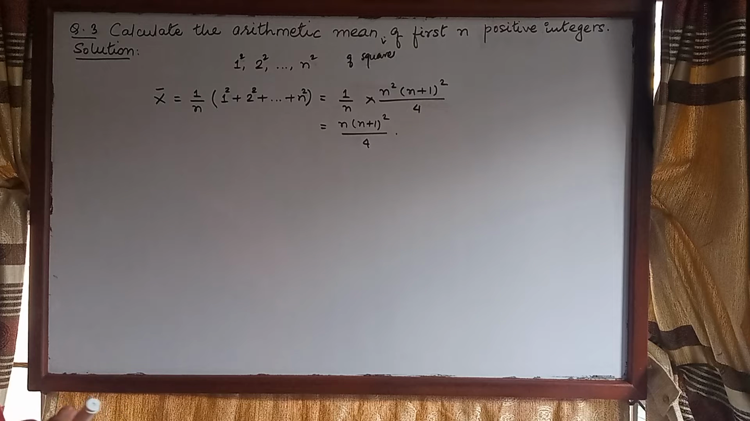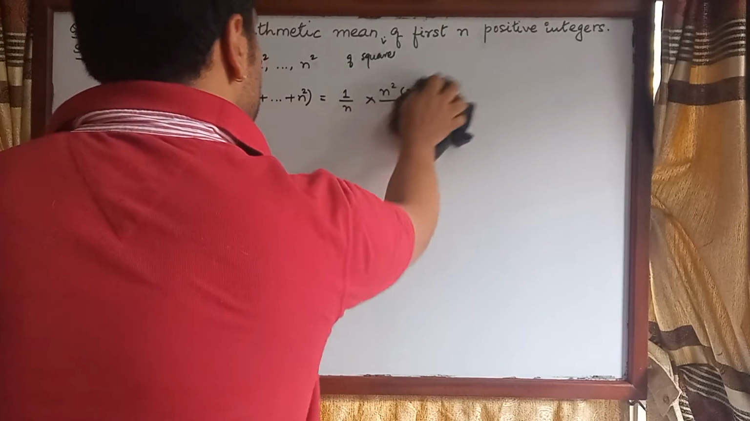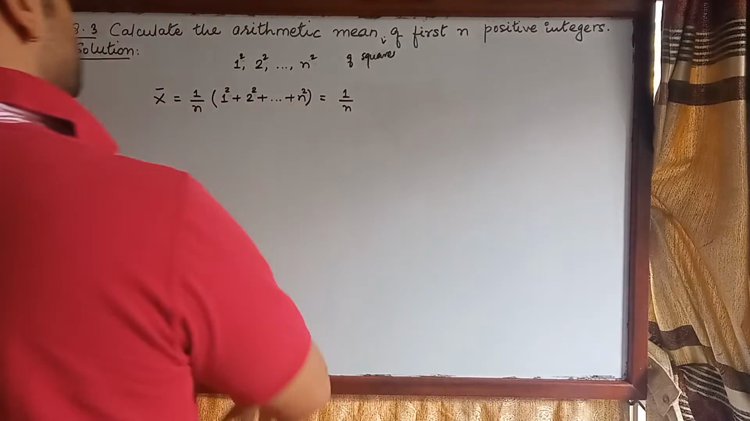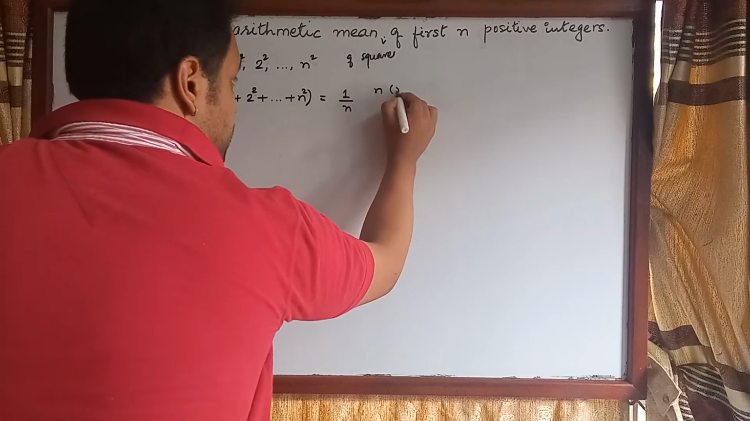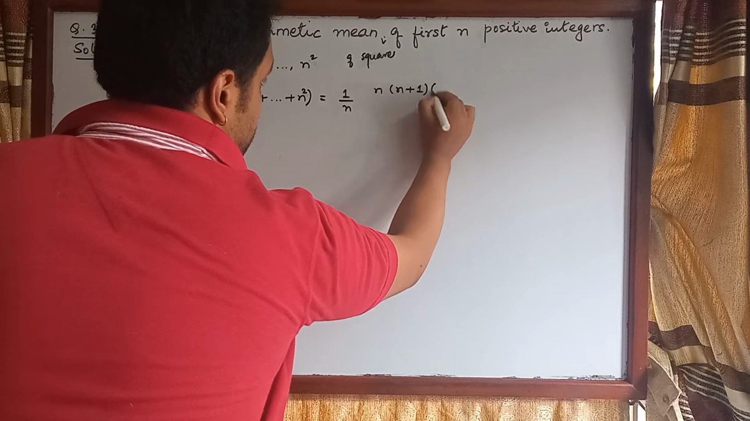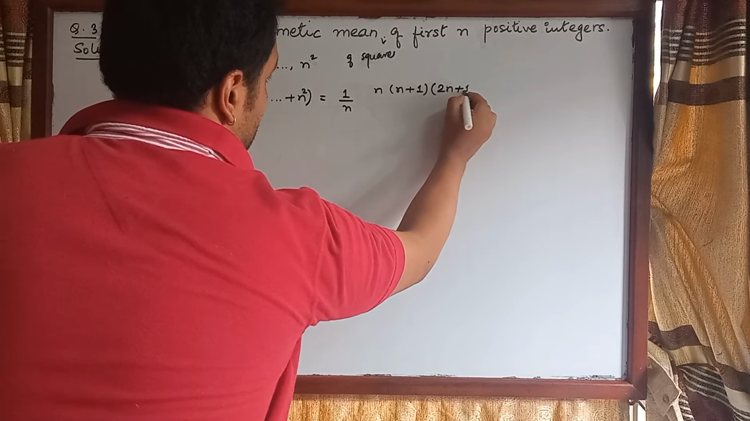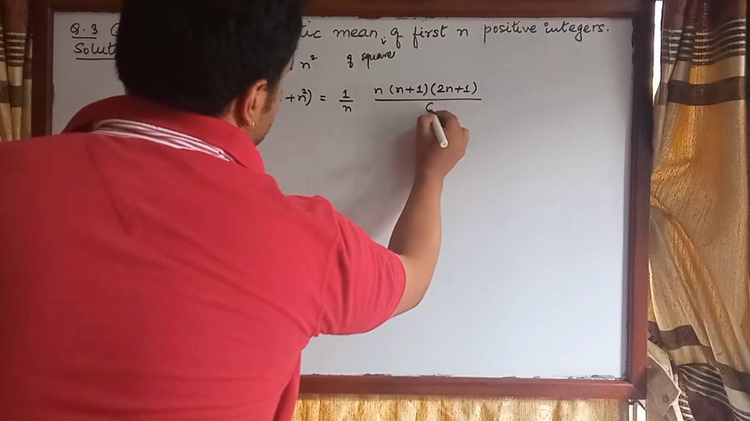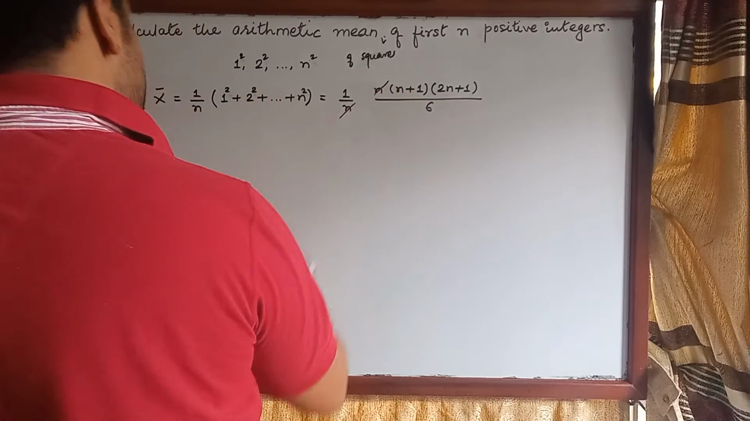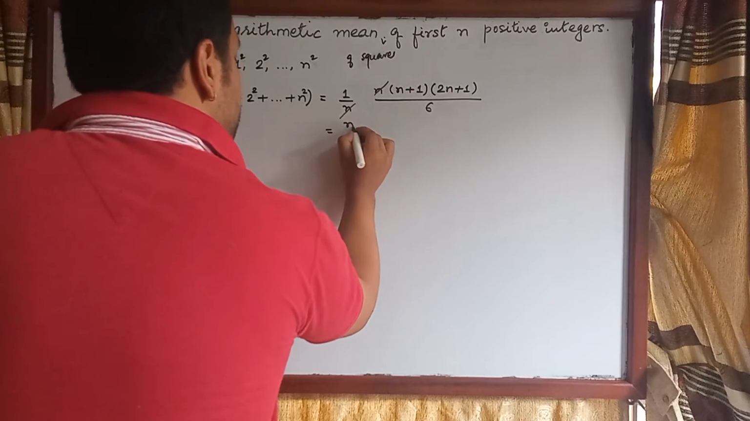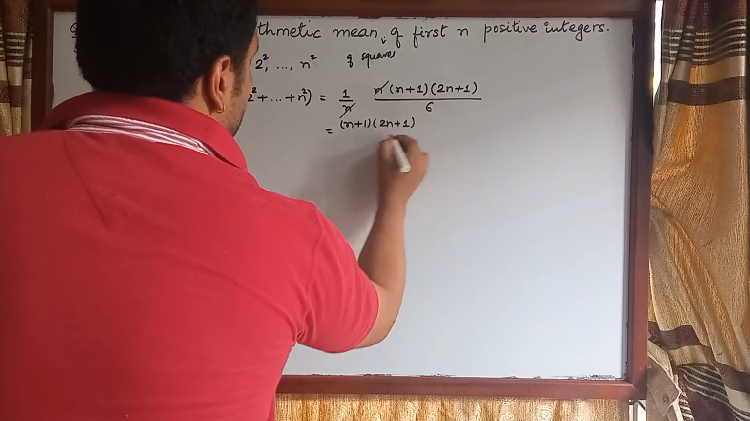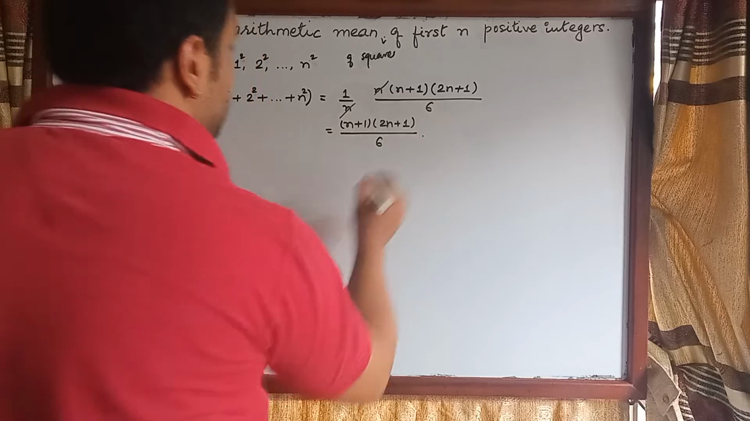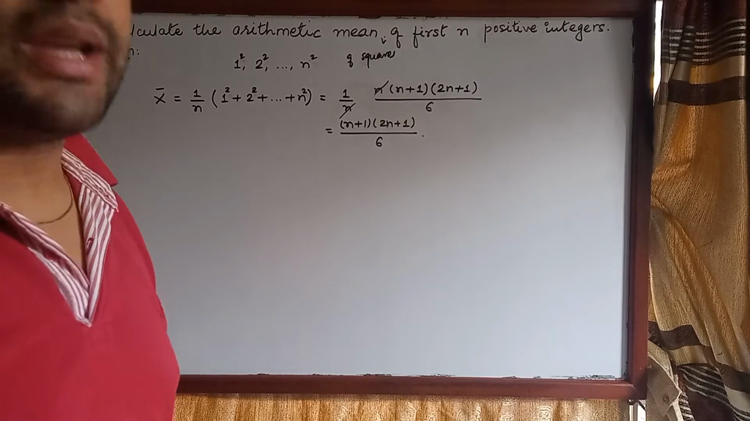and we know that this sum is equal to n times n plus 1 times twice n plus 1 all over 6. You can cancel n with this n to get n plus 1 multiplied by twice n plus 1 over 6 is the required arithmetic mean.